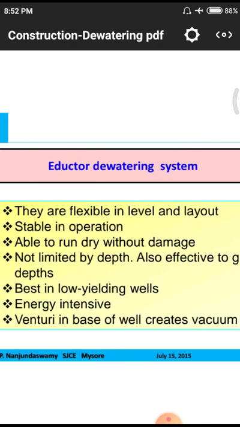The ejector dewatering systems are flexible in level and layout. That means ejector dewatering systems are very flexible, easy to employ and easy to dewater. They are stable in operation. That means there will be no deflections or deformations or problems. In the case of other kinds of single-stage or multi-stage systems, there may be some small problems we need to face. But in the case of ejector dewatering systems, it is a problem-free system, simply stable in operation.